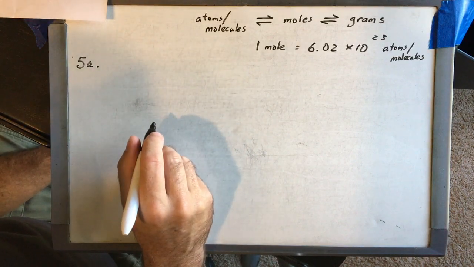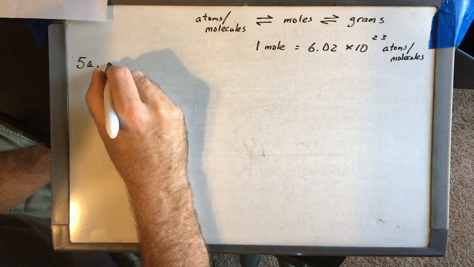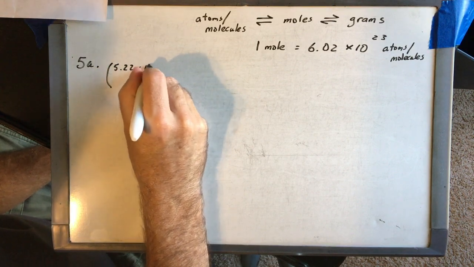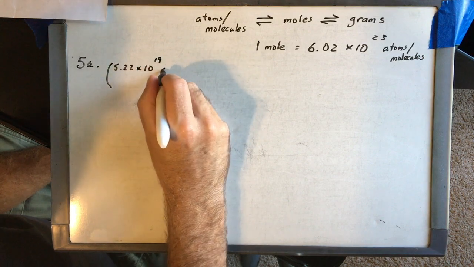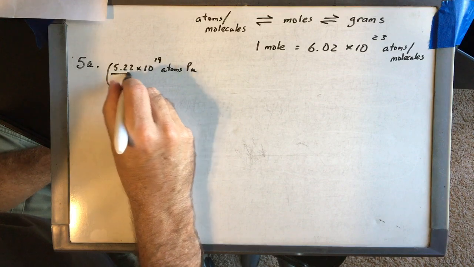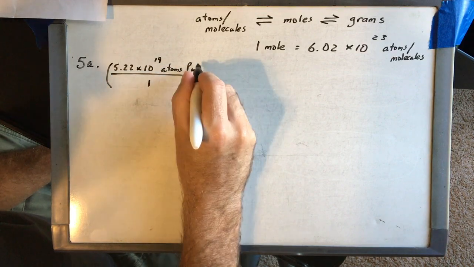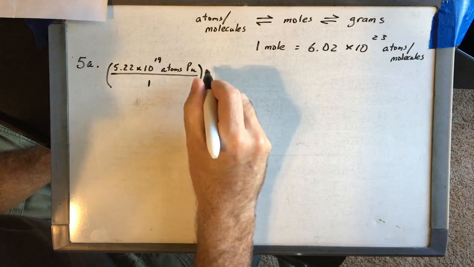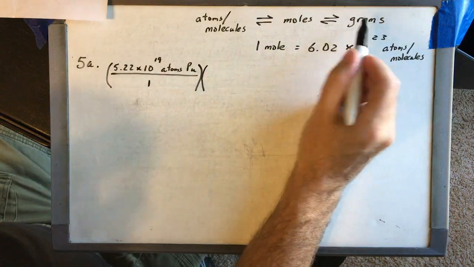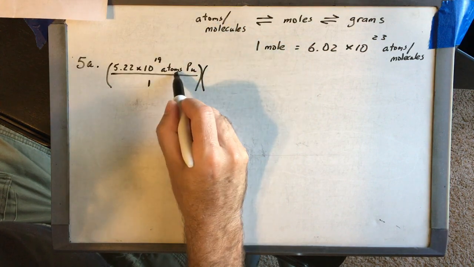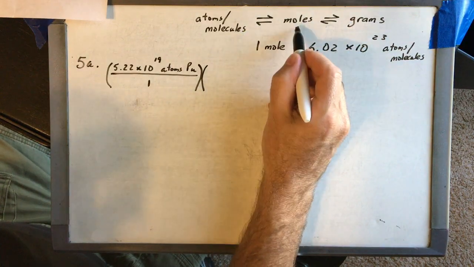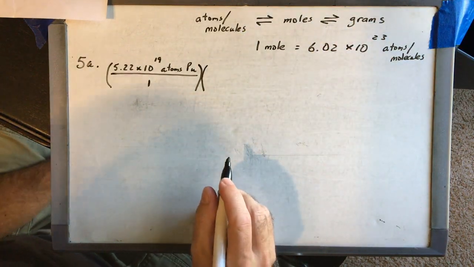All right, 5A says, what is the mass in grams of 5.22 times 10 to the 19th atoms of plutonium? All right, so start on the far left of your paper. Now, we want mass in grams. We're all the way here at atoms. That's where we started. We've got to go through moles to get to grams. So I'm going to have 1, 2, 3 sets of parentheses.